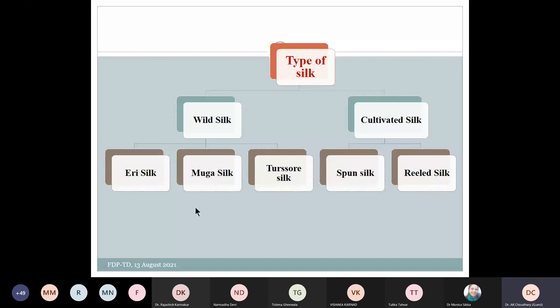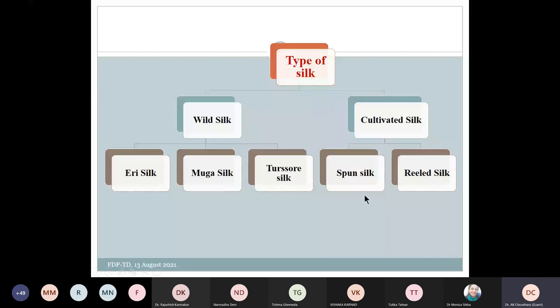So there is spun silk. Spun means the manufactured spun yarns, spun silk from the waste of the silk after getting the reeled silk. So after getting the reeled silk, other waste material of the silk cocoons is used for spun silks. And in India, especially around Bangalore, you will find so many spun silk mills.